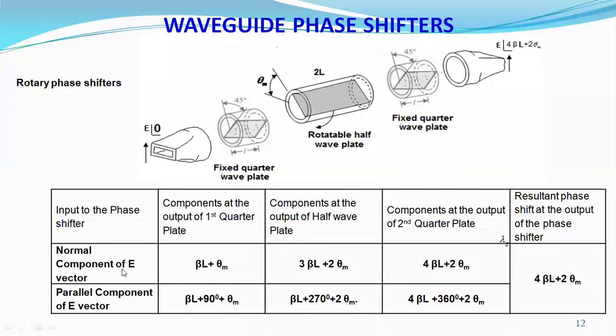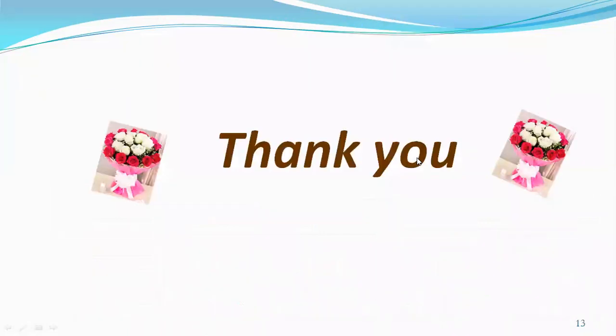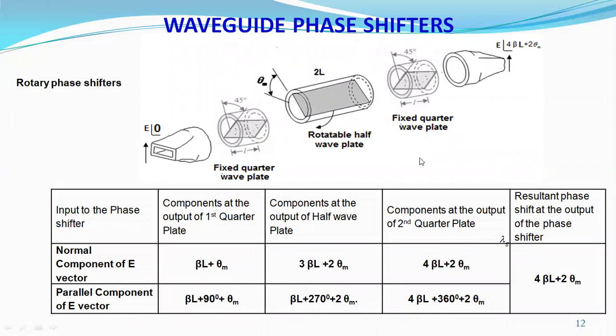So one is normal to the E vector, which will be observed by this rotary vane type. There is some variation. If it is parallel to that, then 360 degrees is added. This is 90 degrees, this is 180 degrees, this is 90 degrees. So 90 plus 180 is 270, plus 90, so 360 degrees. So this is the rotary phase shift.